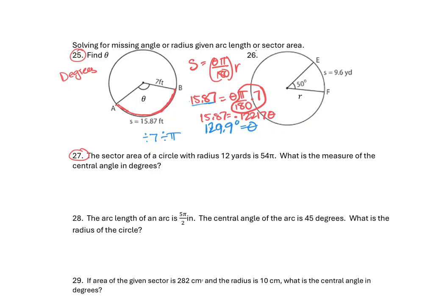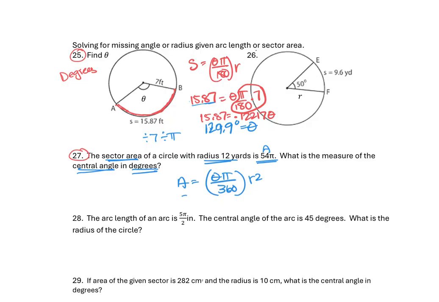Let's take a look at 27. This one's about sector area of a circle with radius 12, and the sector area is 54 pi. What's the measure of the central angle in degrees? So this needs your area formula in degrees. So let's write area equals theta times pi divided by 360, all times r squared. I want to go down to the next line, my bad.